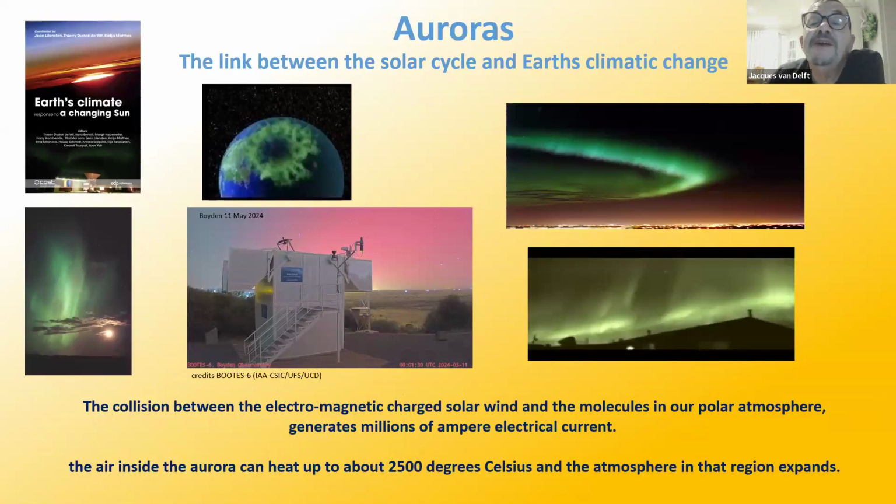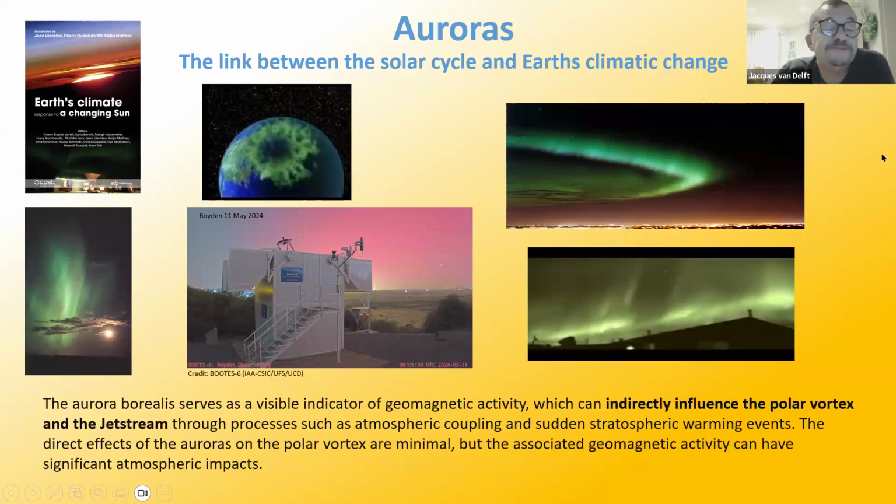Now, the link between the solar cycle and Earth climatic change is the auroras. The collision between those electromagnetic charged solar wind and the molecules in our polar atmosphere generates millions of amperage of electrical current. And the air inside the auroras can actually reach a temperature of 2,500 degrees. And that has an indirect influence in the regions of the atmosphere below where the auroras take place.